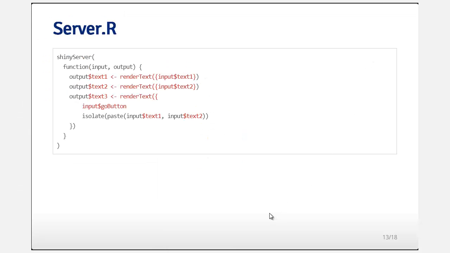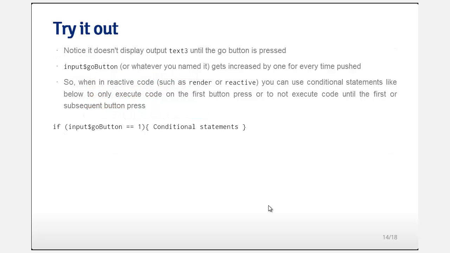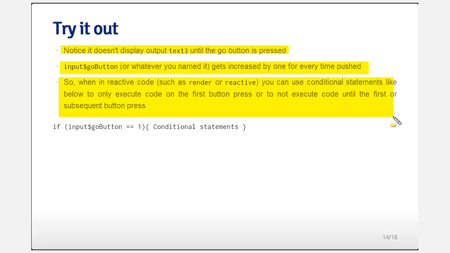And let's see, so I have another example here, I try to just discuss what we saw. It doesn't display text3 until the go button is pressed. The variable input go button gets incremented every single time you press the button. So you can actually use that to create conditional statements, sort of like if go button equals 1, then you could say you've pressed the button once.